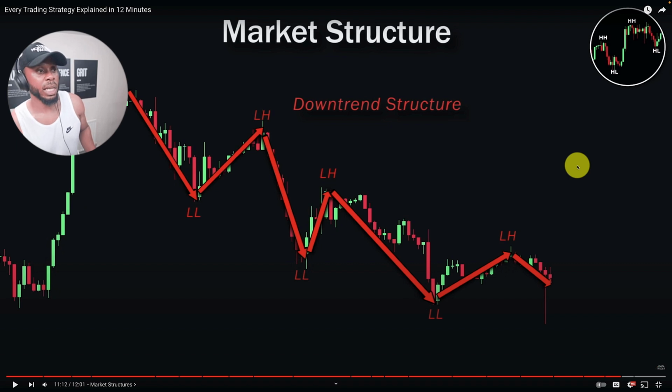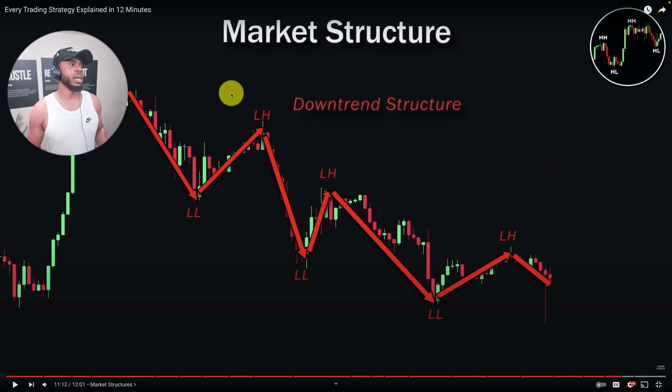This is a staple. This is like one of the first things you learn when you're trading. Lower lows and lower highs, very important. Higher highs and higher lows, knowing what kind of conditions the market is in. Is it in a trending market? Is it in a market that is consolidating? Is it in a market that is retracing?